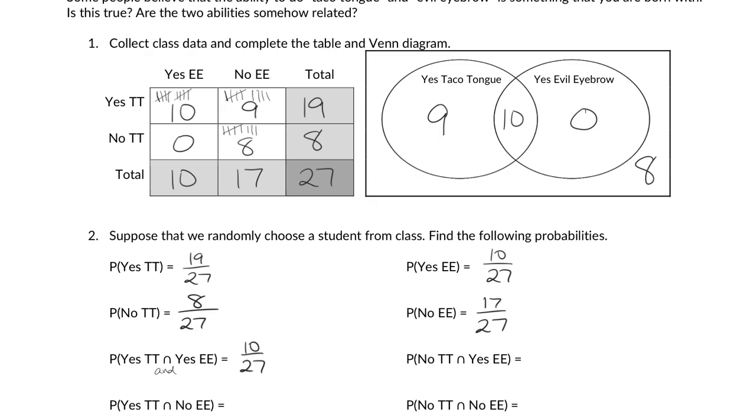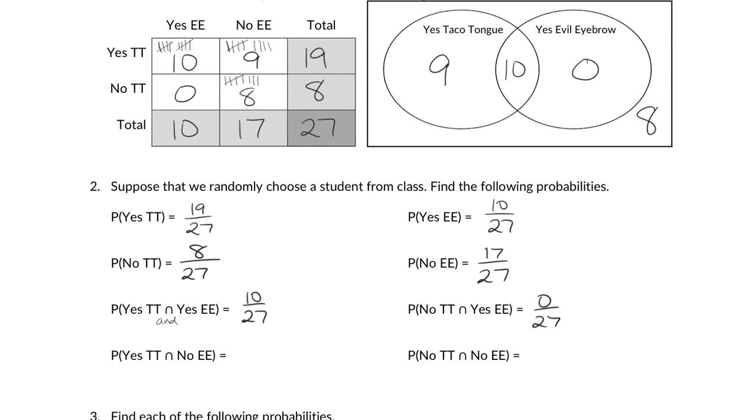No taco tongue, yes evil eyebrow: 0 out of the 27 people in class. How about yes to taco tongue, no to evil eyebrow? 9 out of the 27 people in class. No taco tongue and no evil eyebrow: 8 out of the 27.